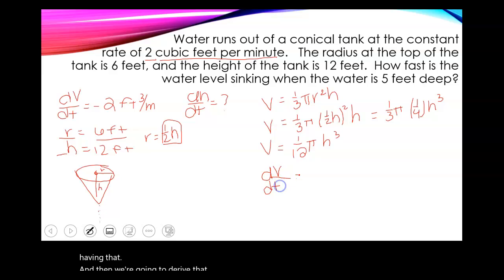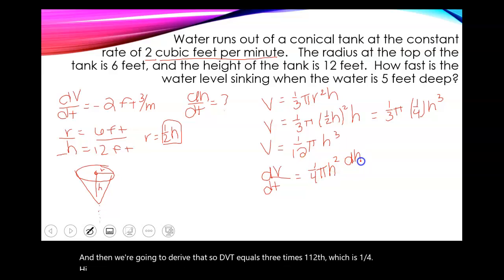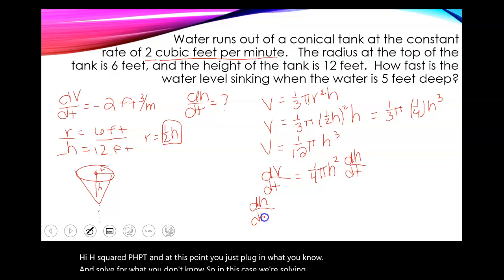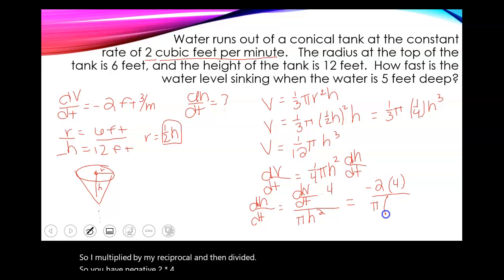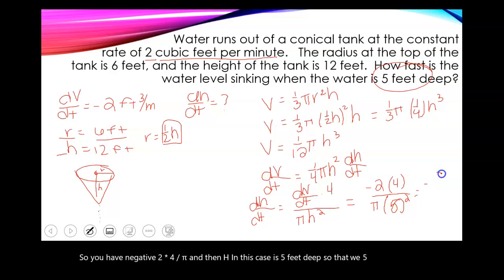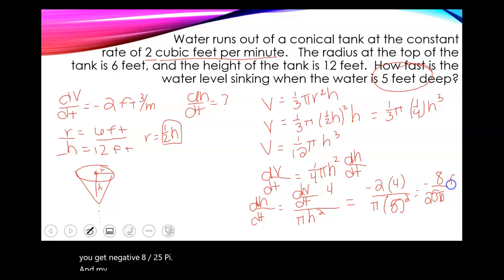So dV/dt equals 3 times one twelfth, which is one fourth, pi h squared dh/dt. And at this point, you just plug in what you know and solve for what you don't know. So in this case, we're solving for dh/dt, which is dV/dt times 4 divided by pi h squared. So I multiplied by my reciprocal and then divided. So you have negative 2 times 4 over pi, and then h in this case is 5 feet deep, so it'll be 5 squared. So you get negative 8 over 25 pi. And my units are feet per minute.